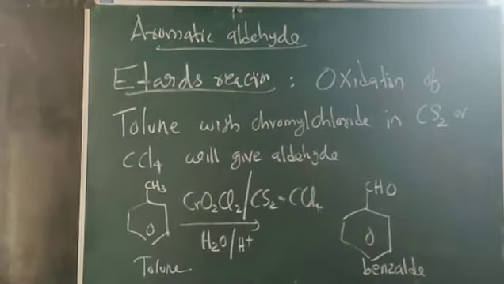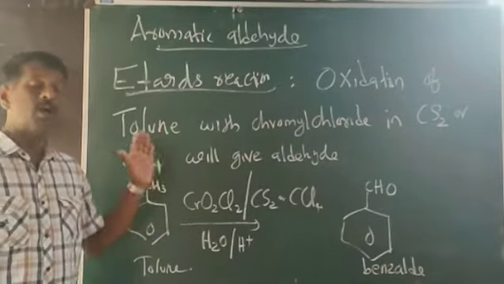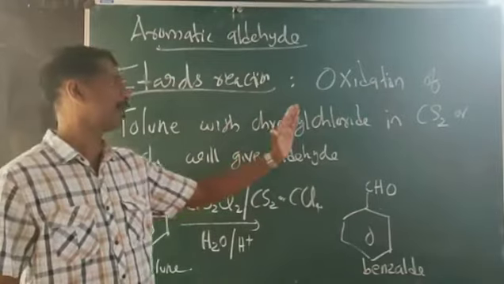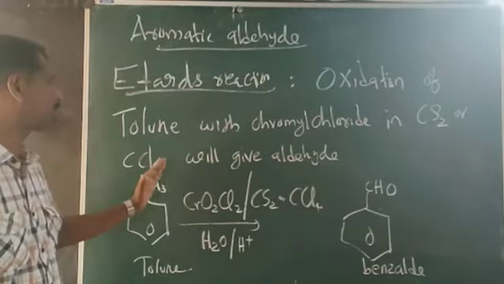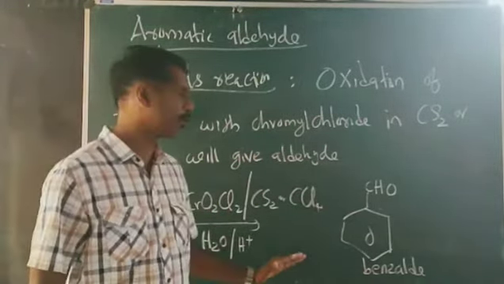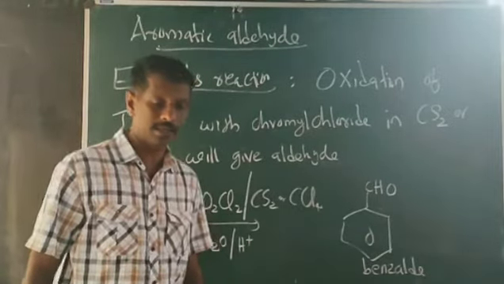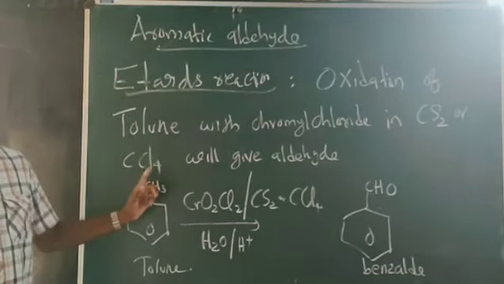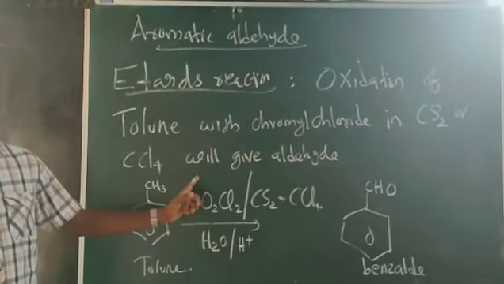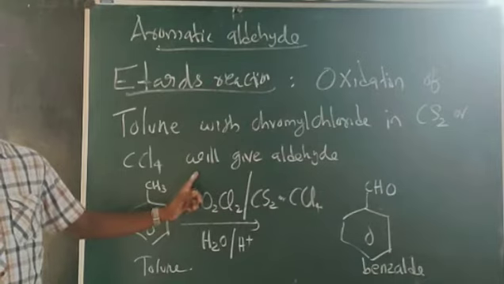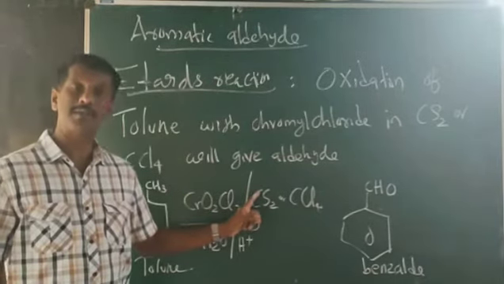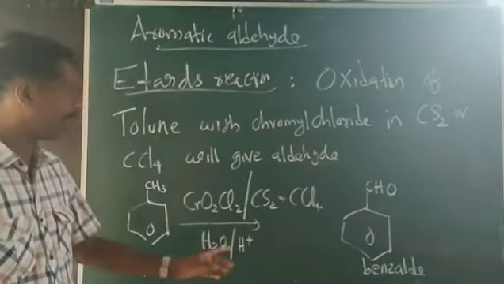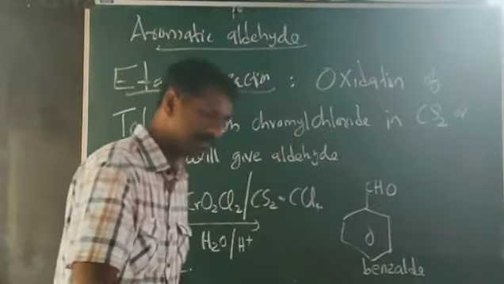So what is the Etard reaction? It is the oxidation of toluene with chromyl chloride in carbon disulfide or carbon tetrachloride, followed by hydrolysis, which will give benzaldehyde. Here, toluene is oxidized with chromyl chloride, CrO2Cl2, in the presence of carbon disulfide or carbon tetrachloride, which are used as solvents. Followed by hydrolysis, we get benzaldehyde.